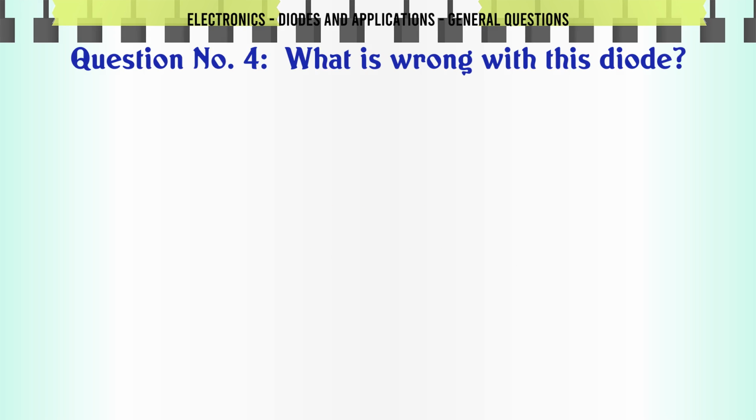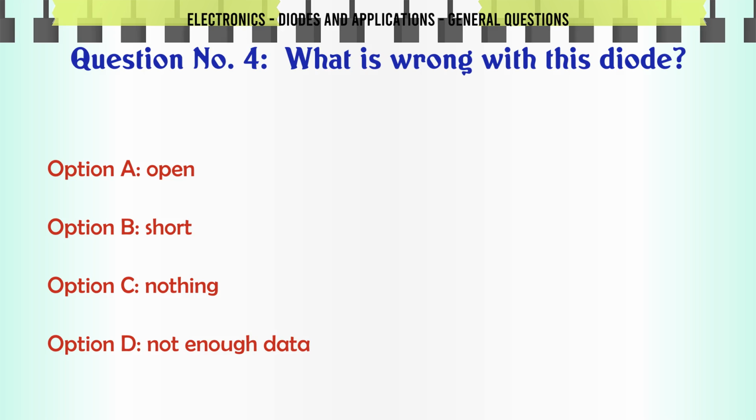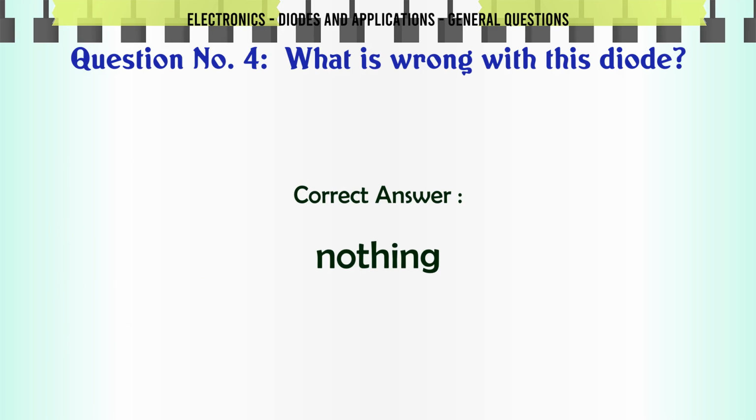What is wrong with this diode? A. Open. B. Short. C. Nothing. D. Not enough data. The correct answer is nothing.